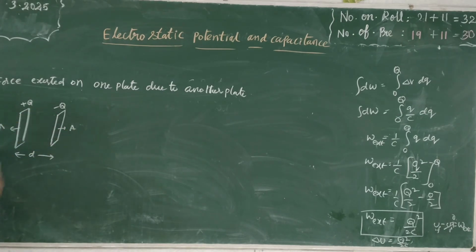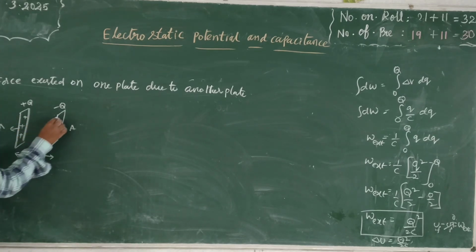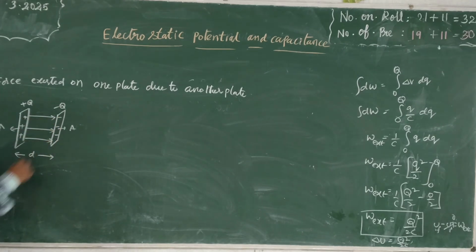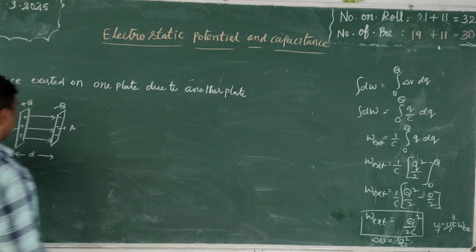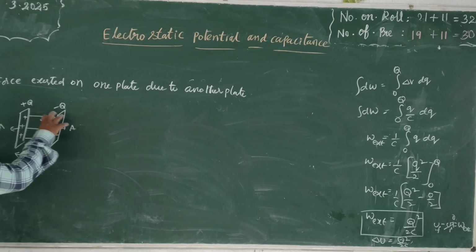Equal charge, equal area. So here plus Q, here minus Q. The electric field lines go from positive to negative. What we find out is the force exerted on one plate due to another plate. So due to this plate, what is the force exerted on this one?